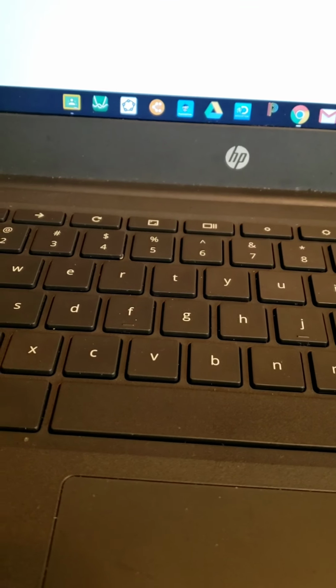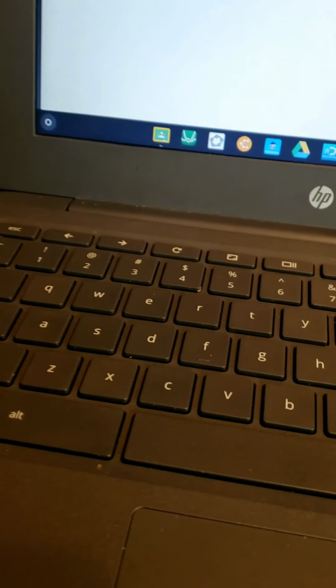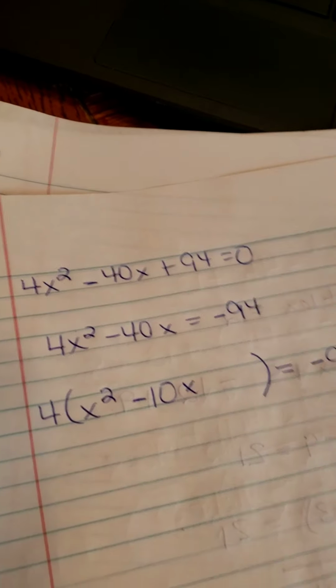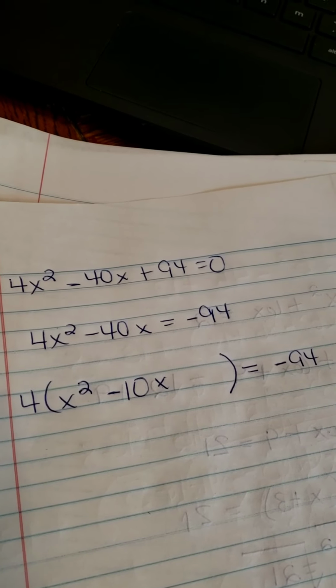All right. Now, once I move it, I'm now going to factor out the 4 from the 4x squared minus 40x on the left side. So divide everything on this side by 4. All right, and I have this. Okay, now I want to complete the square.